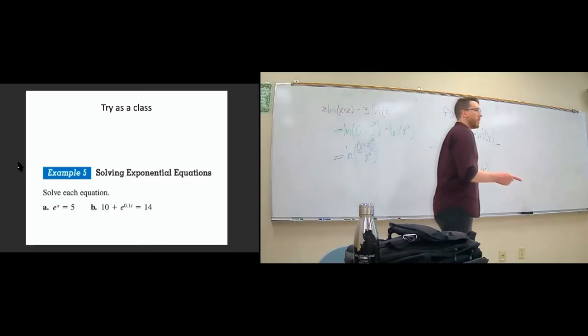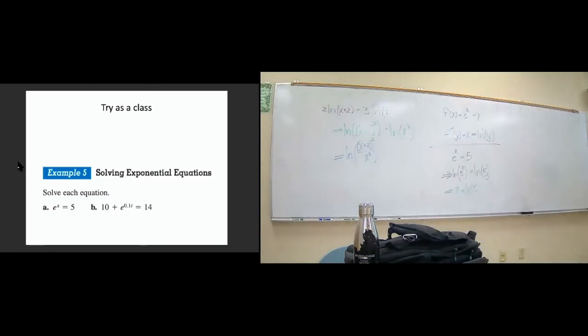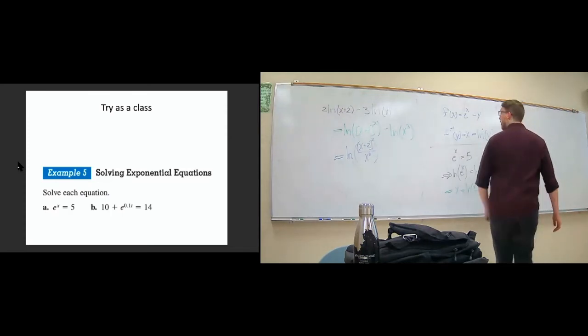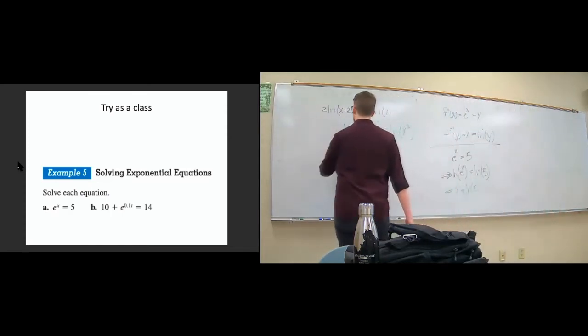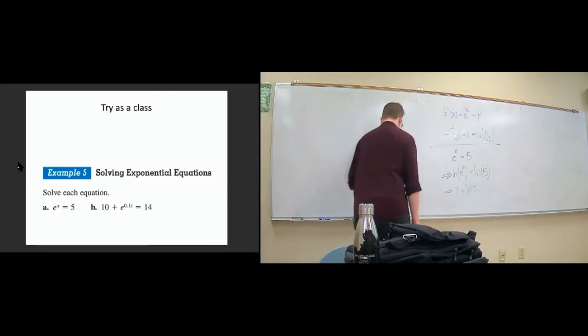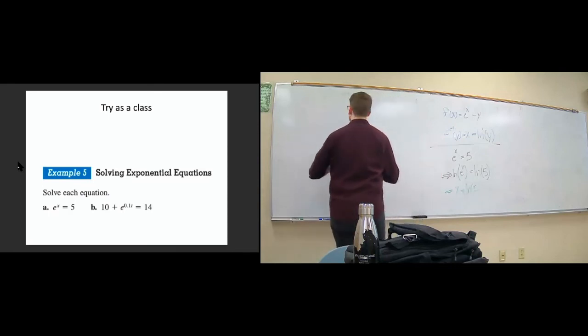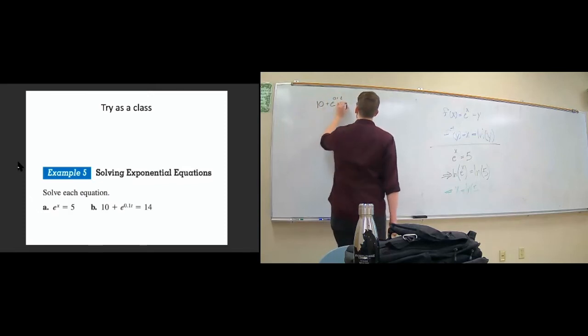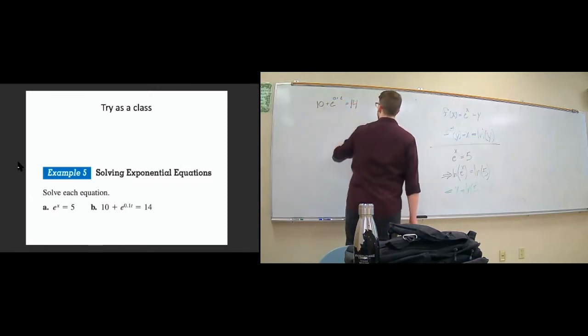Now we just have to solve for t, right? So we need to isolate t on its own. So we would divide both sides by 0.1, right? Which is the same thing as multiplying by 10. So let's see that really quick. So we've got 10 plus e to the 0.1 times t is equal to 14.